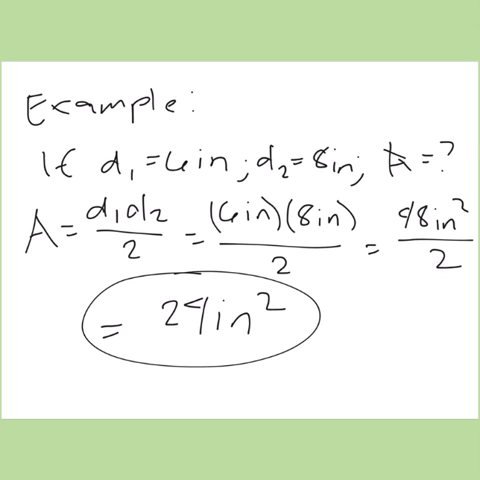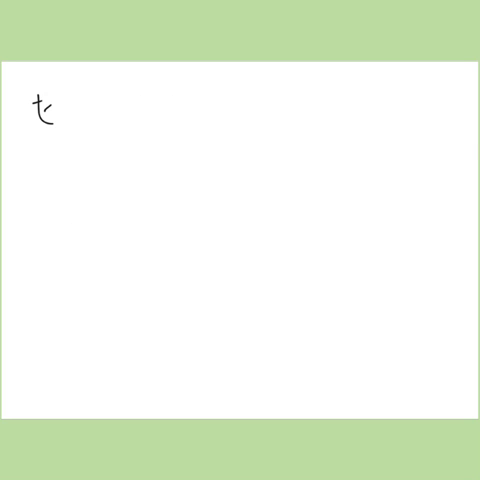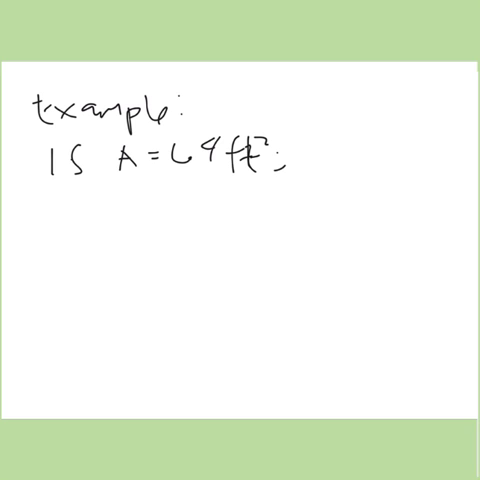Next, example number 2, another example. If the area equals 64 feet squared of a rhombus and the first diagonal equals 8 feet, so we need to find the measure of the other diagonal.